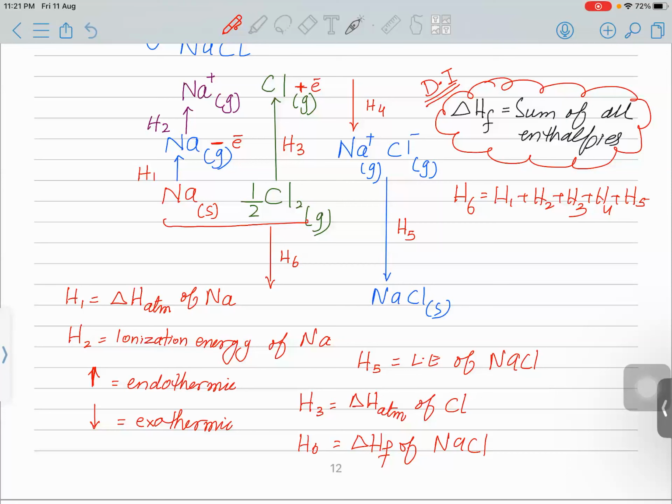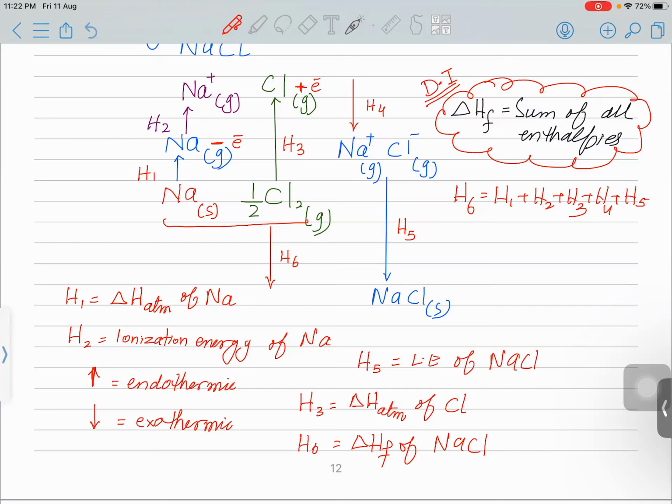Now you can see that you can easily generate the formula by using my short trick known as DI. Delta HF is equal to the sum of all enthalpies. This is my DI number 1. Fahim, are you getting my point or not? Yes, sir.